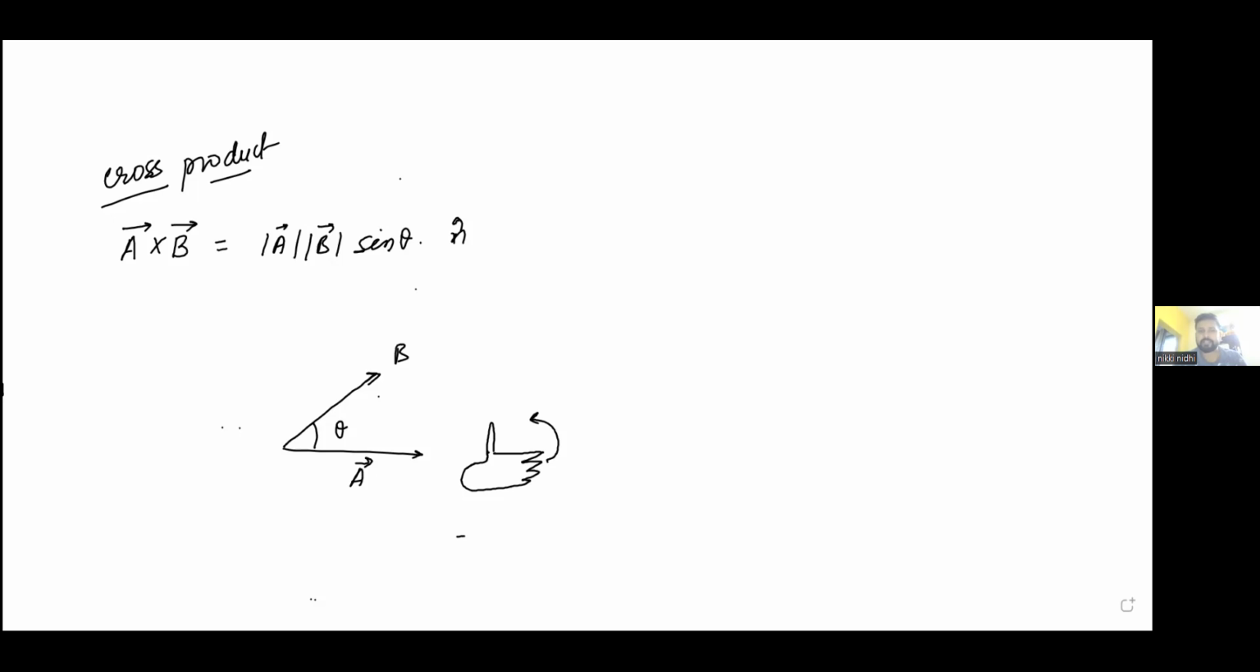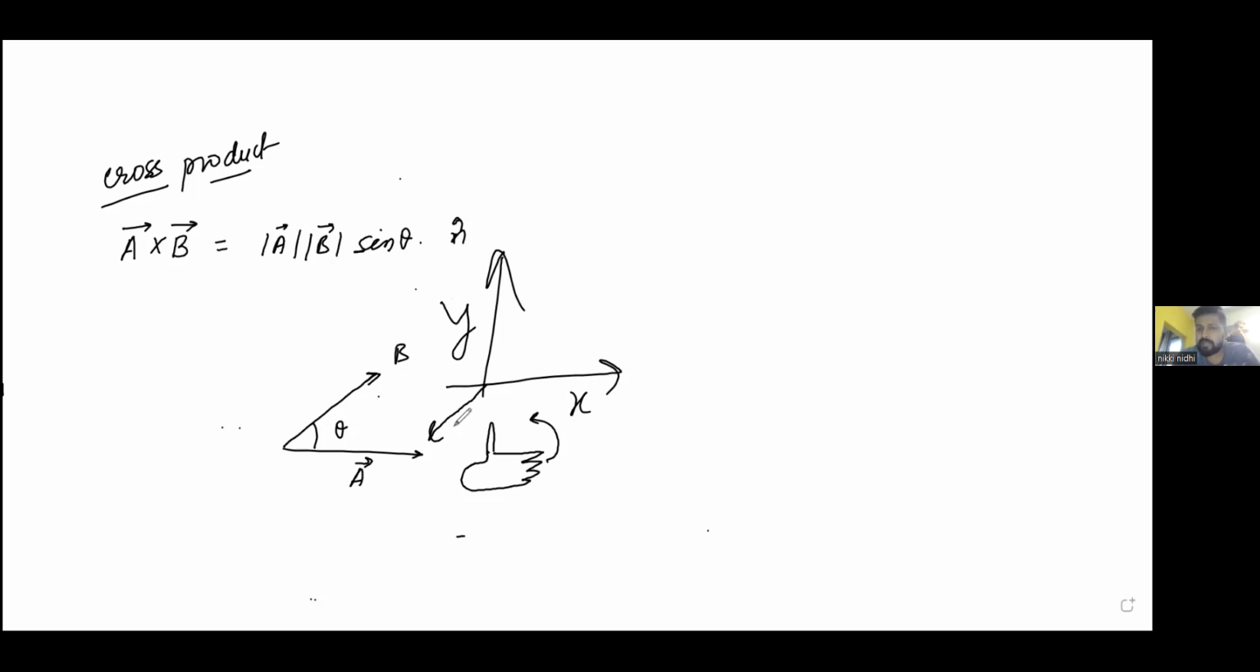Pranav, did you understand this? So suppose you have x-axis and y-axis. If you want to find x into y, x is like this, and curl your fingers towards y. What is the direction of your thumb? Towards yourself, no? So this is the direction of the cross product. No problem. The cross product essentially gives you a rotating effect.